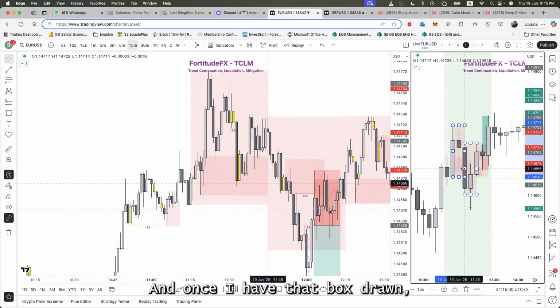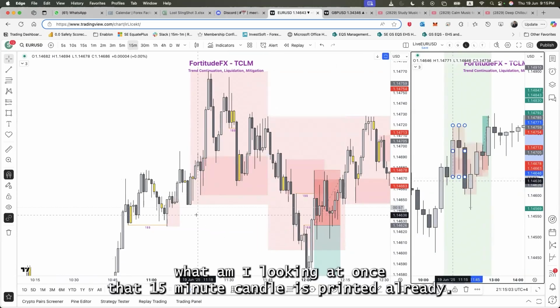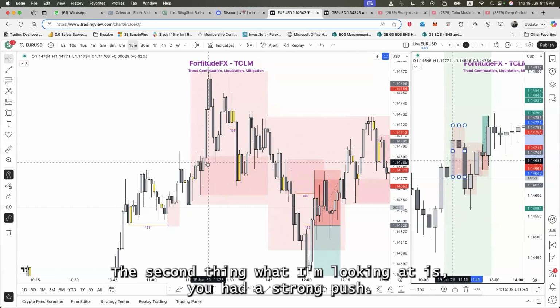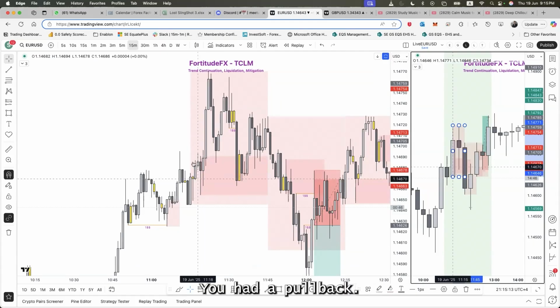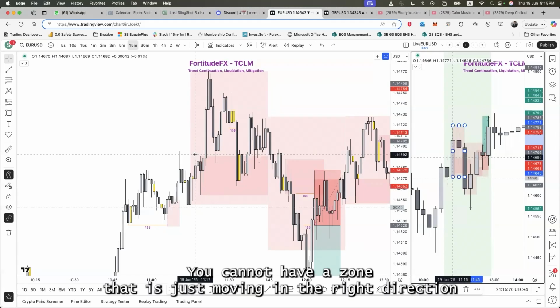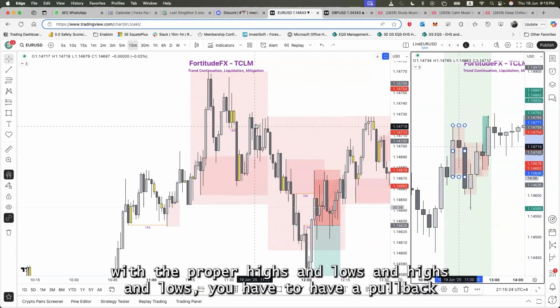And once I had that box drawn, what am I looking at? Once that 15-minute candle is printed already, I have already marked my zone. So my zone is marked. The second thing what I'm looking at is that you had a strong push, you had a pullback. Now, for a zone to be a valid zone for me, you have to have a pullback. You cannot have a zone that is just moving in the right direction with the proper highs and lows.